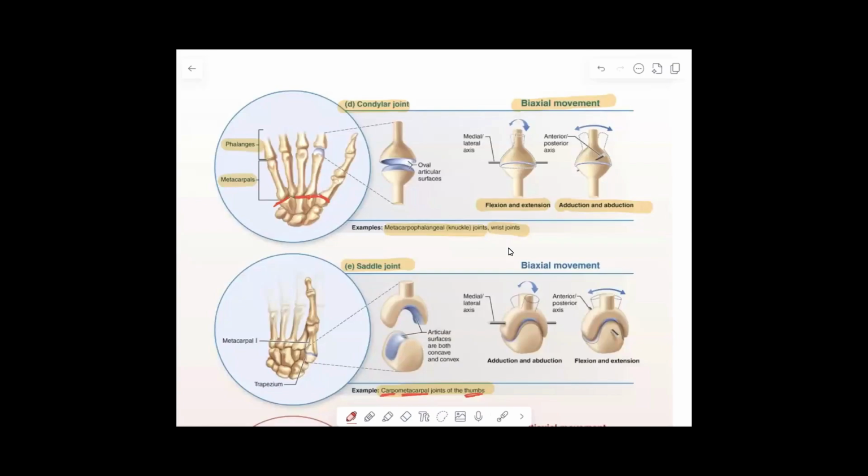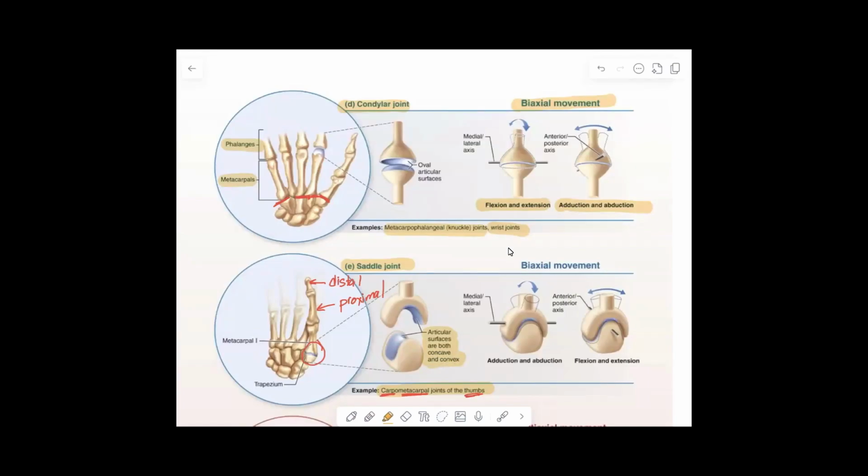And it's at this specific example here where it's the thumb. We know it's the thumb because there's only a distal phalanx and a proximal phalanx. There's no middle phalanx. And the reason it's called a saddle joint is because it literally looks like a saddle sitting on top of a horse. One's concave and one's convex.